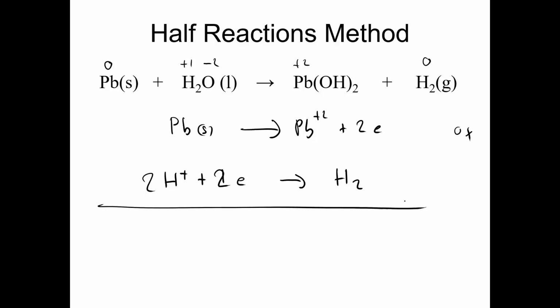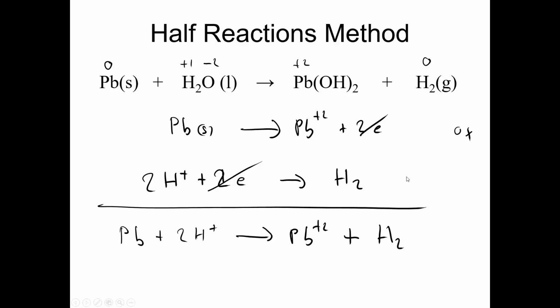And when you bring all this back down, the electrons fall out, and you have Pb and 2H plus going to Pb plus 2 and H2, and that is balanced. Okay, when I come back, we're going to talk about solutions.